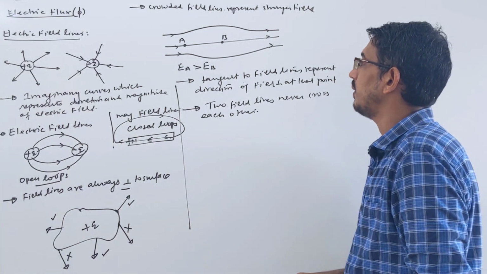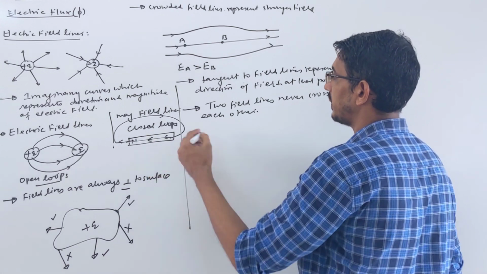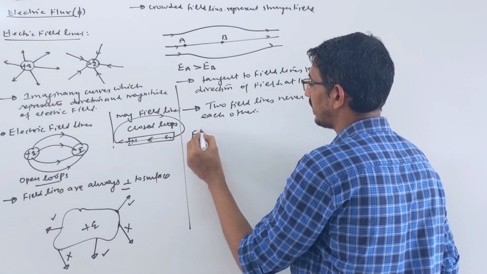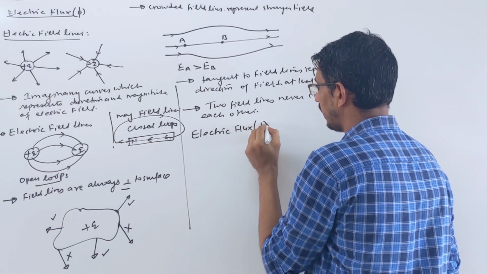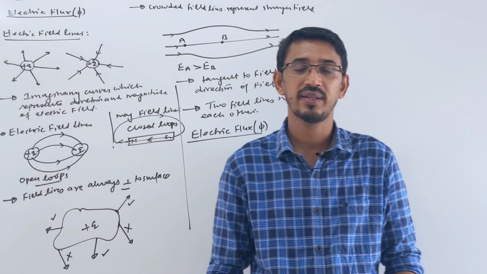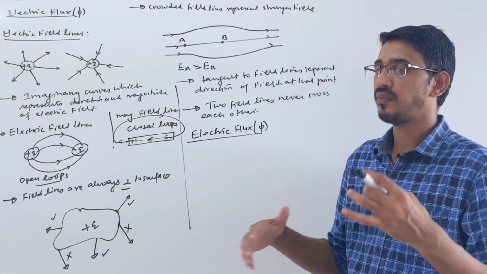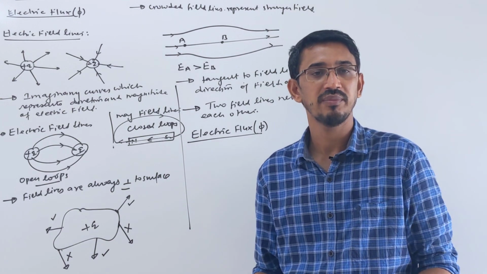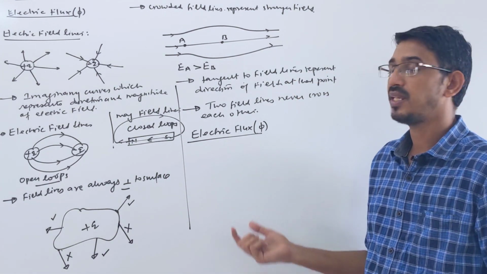Now look here, we were mainly talking about flux. So let us write electric flux. Like we have learned magnetic flux, exactly the same way we have electric flux. How do you define magnetic flux? Remember, some magnetic field lines are crossing a unit area. The magnetic field crossing a unit area is called your magnetic flux. Exactly the same here.